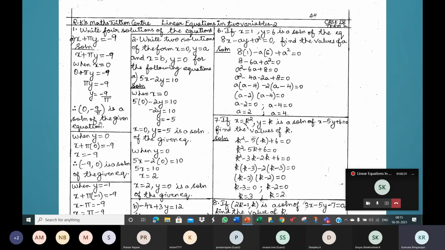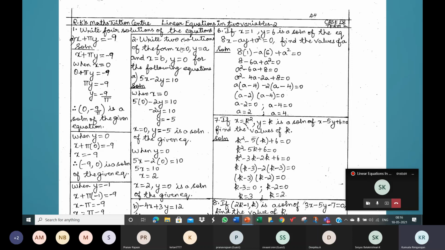In the first question there's no specification. You are free to take any value for x and find the corresponding value of y, or take any value for y and find the corresponding value of x. Here, you are expected to take x as 0 and find the corresponding value of y. That's why y is equal to a. And you are expected to take y as 0 and find the corresponding value of x. That's why x is equal to b.